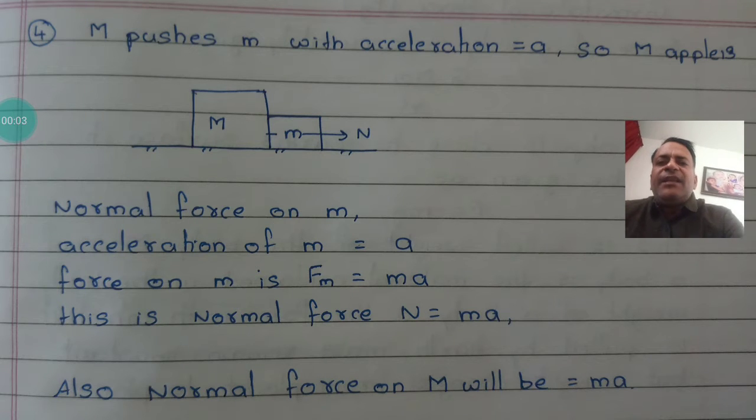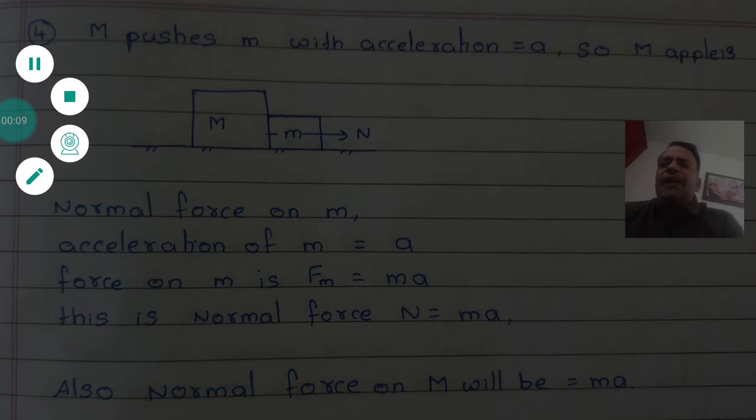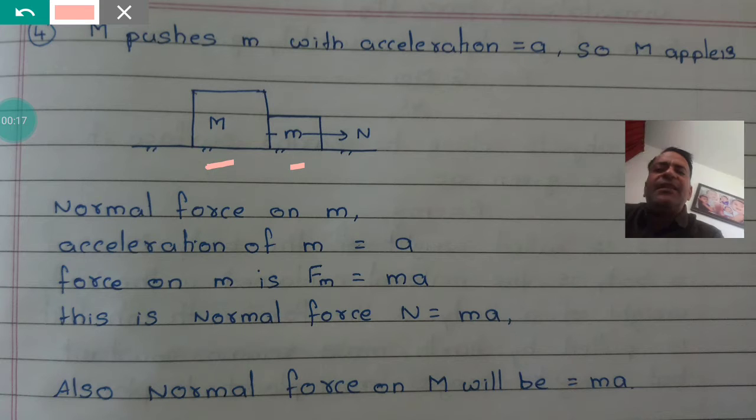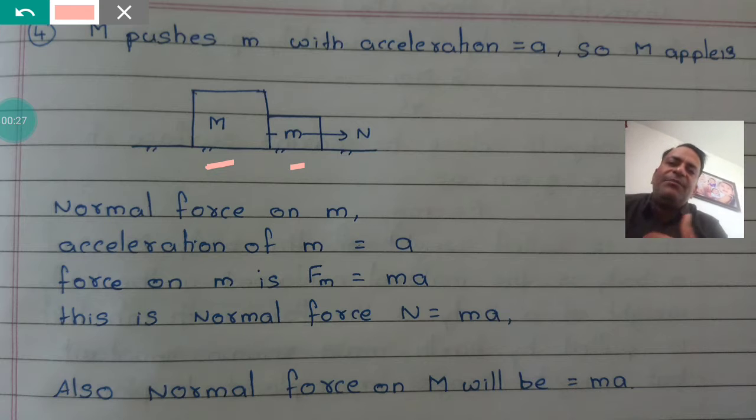Okay, taking yet another example for normal reaction force. See, here gravitational force is not playing a major role. See, this is a mass small m, this is the mass capital M, and the mass capital M is pushing small m. It is pushing small m so that the mass gets an acceleration a.